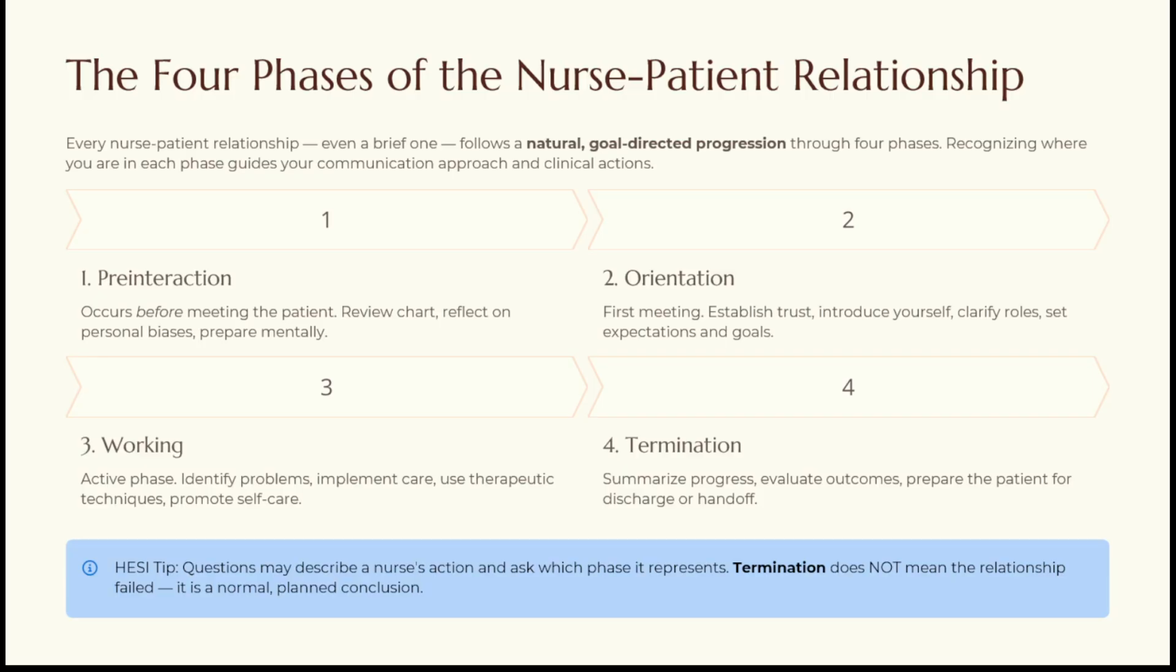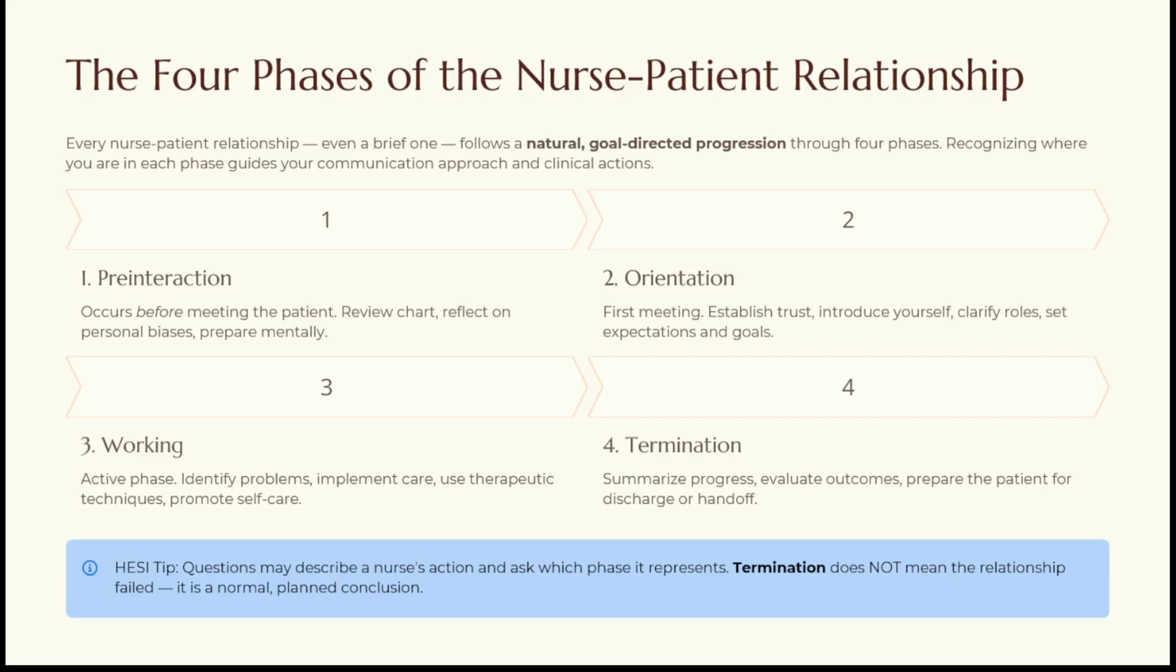One important thing students sometimes misunderstand is that termination does not mean the relationship failed. Termination is a normal, planned conclusion to the therapeutic relationship. Think about if we didn't have this termination phase, right? You finish what you're doing in the patient's room, and all of a sudden you abruptly walk out. Well, your patient is most likely going to be left confused and wondering what the heck just happened.